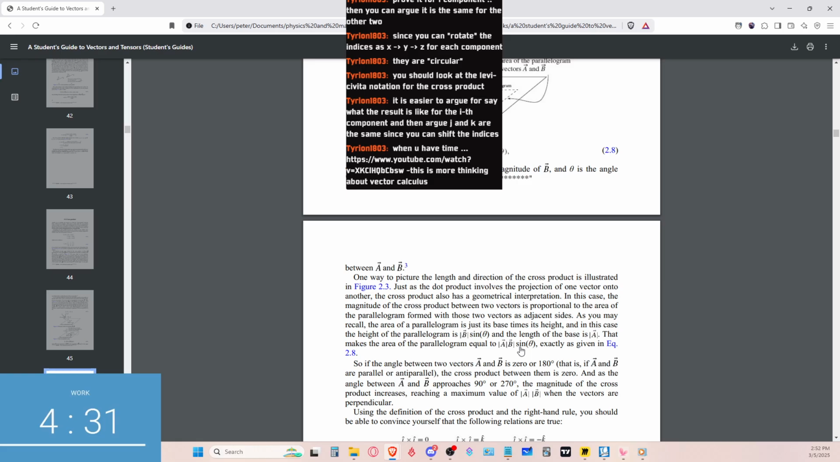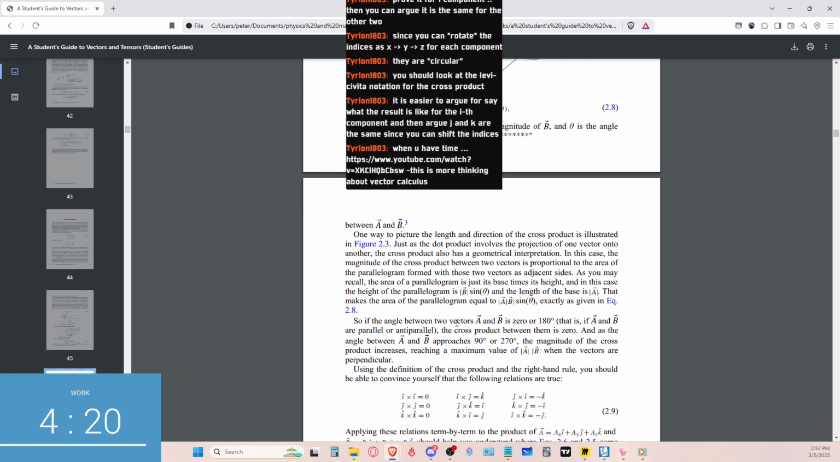Okay. Huh. So if the angle between the two vectors is 0, or they are parallel or anti-parallel, the cross product between them is 0.